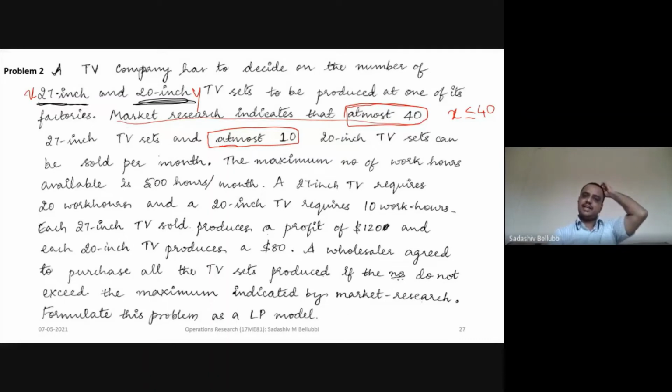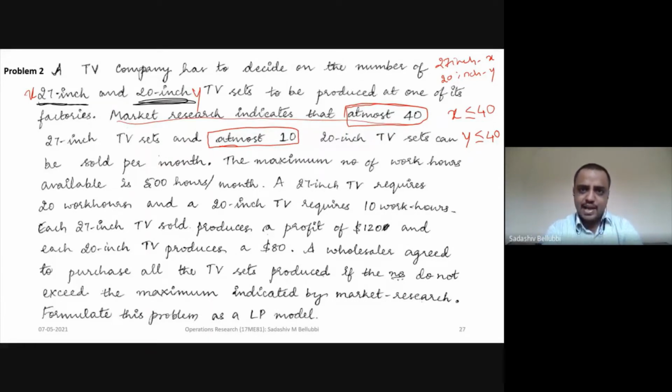Market research indicates that a maximum of 40 27-inch TVs can be sold, and at most 10 20-inch TVs can be sold. It means that Y should be less than or equal to 10. So this is one more constraint. We have considered the 27-inch as X and the 20-inch as Y. So by this data, we can write one constraint as X less than or equal to 40 and Y less than or equal to 10.